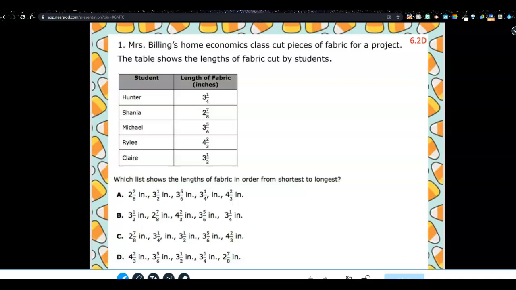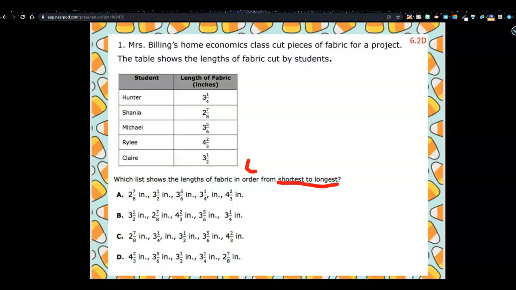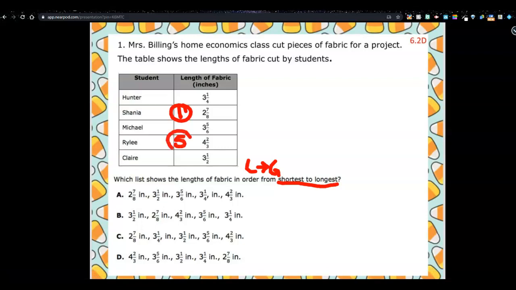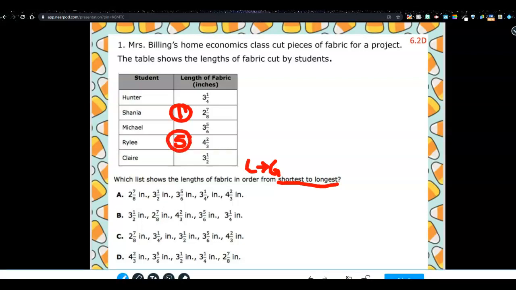Oh, I just realized I don't know if I can get to my thing like this. I can. Okay, good. So, first of all, which shows the lengths of fabric in order from shortest to longest. So that's least to greatest, right? Before I get started, I look at my numbers, and I notice that they're all mixed numbers, and 3 of them start with 3. I have a 2 and a 4. So I can use the 2 and the 4 whole numbers to say, okay, the 2 one is going to be the smallest, and the 4 one is going to be the biggest, and the 3 ones are going to fall somewhere in between, okay?